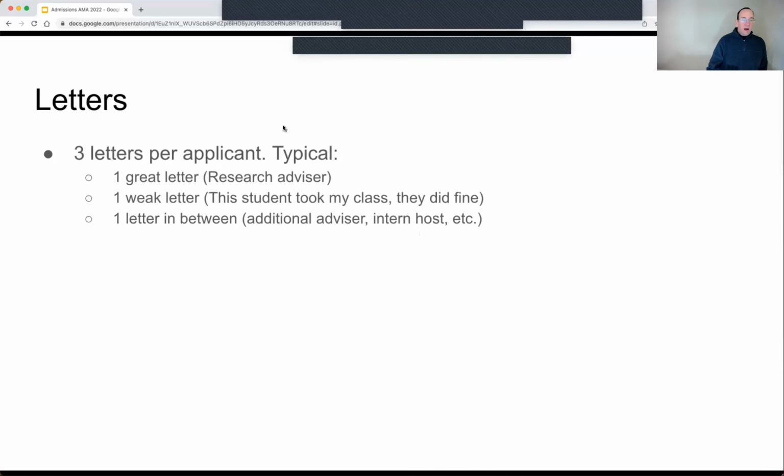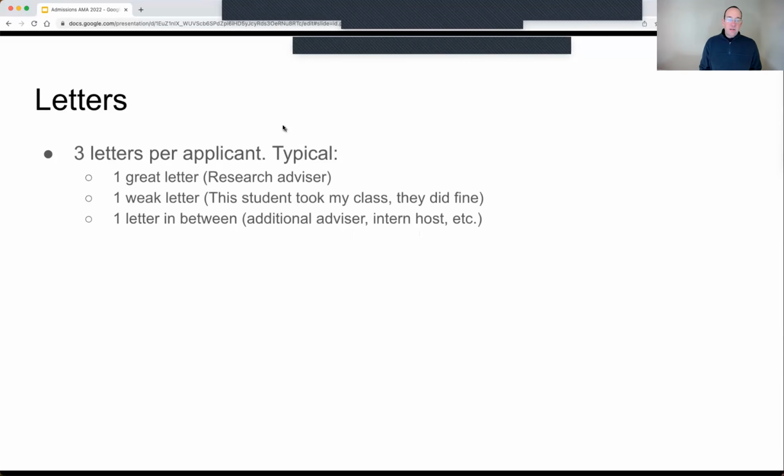So typically students, well, every student has 3 letters. Typically, you have one great letter. That's your research advisor, someone who knows you well. You did a project with them. That's the letter that we're going to read with a lot of attention. You usually have like one weak letter because, let's be honest, you don't know 3 letter writers that well.